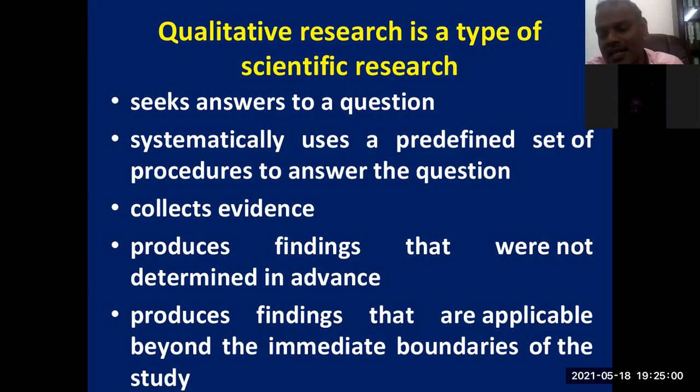But still, it is considered scientific, because if it is scientific, it is supposed to be a measurable one, quantifiable, countable. But qualitative research is not measurable and not countable. It is process oriented. But still, it is considered scientific because of these characteristics, or because of the qualities applied in a qualitative study. Mainly, qualitative studies seek answers to questions.